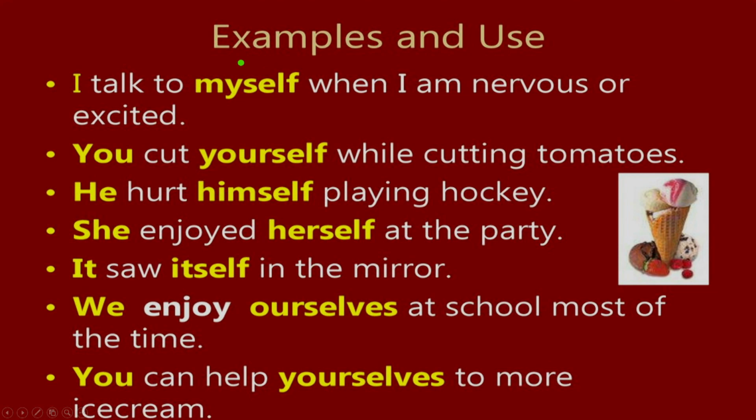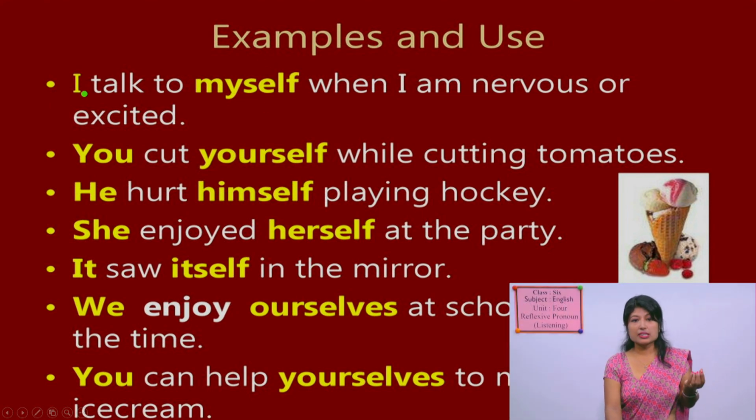Next, look at these examples. I have colored them in different colors to make it clearer. See here: I talk to myself when I am nervous or excited. This myself refers to I again. That's why they are in the same color. Next: you caught yourself while cutting tomatoes. Yourself refers to you. He hurt himself playing hockey. Himself here refers to he.